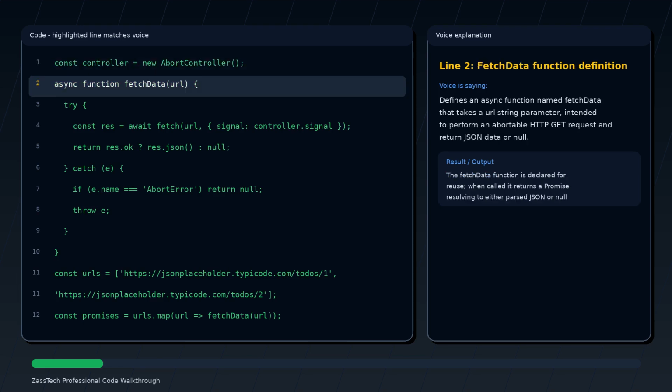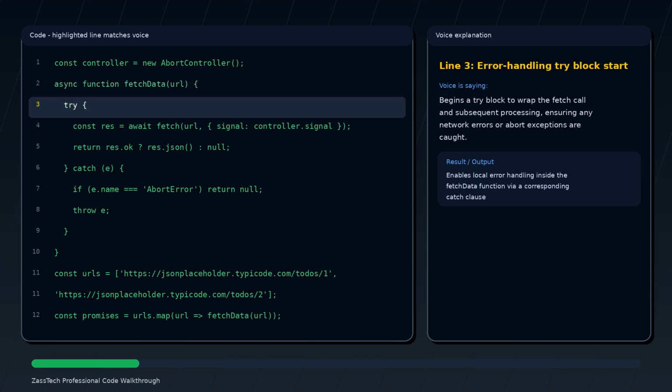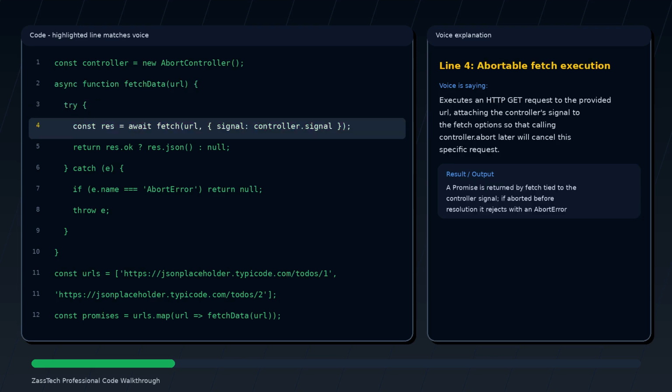Defines an async function named fetchData that takes a URL string parameter, intended to perform an abortable HTTP GET request and return JSON data or null. Begins a try block to wrap the fetch call and subsequent processing, ensuring any network errors or abort exceptions are caught. Executes an HTTP GET request to the provided URL, attaching the controller's signal to the fetch options so that calling controller.abort later will cancel this specific request.